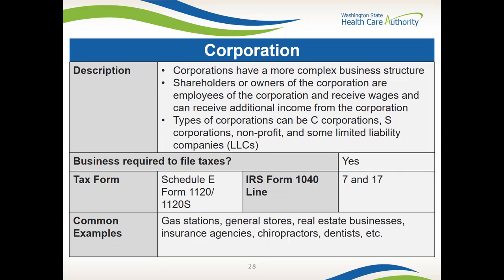Like any wages earned, any individual employed by a corporation will receive wage stubs or an IRS Form W-2. Wages are reported on line 7 of IRS Form 1040. Some common examples, especially for Apple Health recipients, are S corporations and include gas stations, general stores, real estate businesses, insurance agencies, chiropractors, dentists, etc.